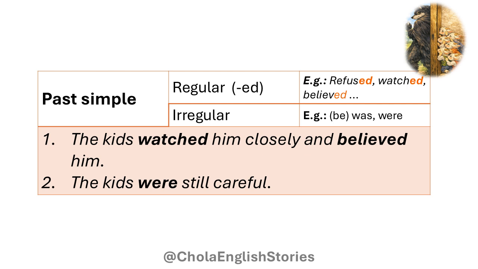For the past simple, we use the past tense of a verb. Some verbs follow a pattern when forming their past tense, and some do not. The ones that follow a pattern are called regular verbs, and the ones that do not are called irregular verbs. Here are some example sentences. The kids watched him closely and believed him. The kids were still careful.